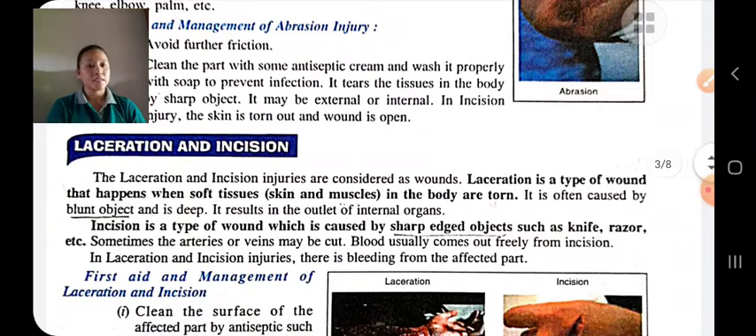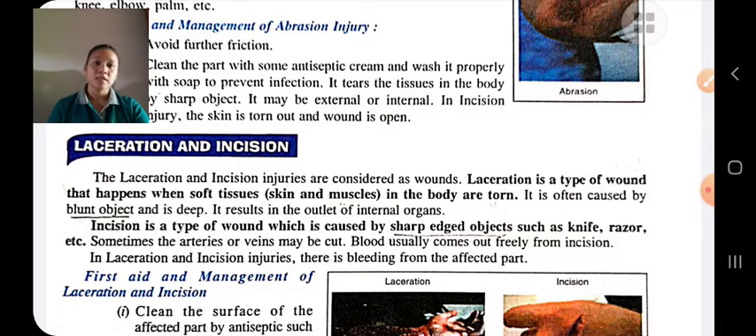Laceration. Laceration is a type of wound or cut that happens when the soft tissues in the body are torn by a blunt object, like a hockey stick. When someone hits you with a hockey stick, the skin may be torn, it may be cut.